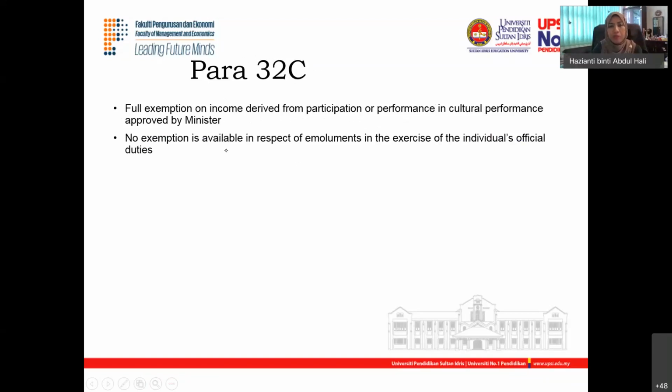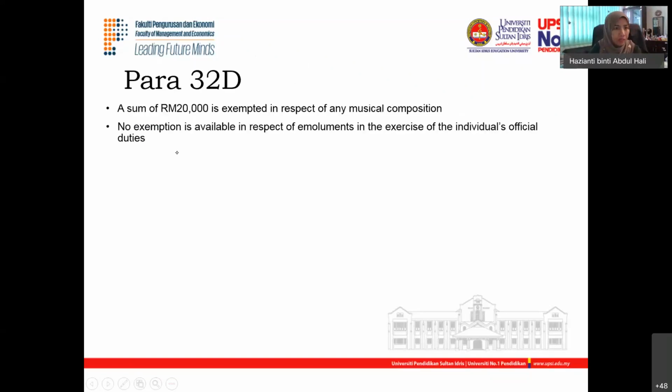No exemption is available in respect of emoluments in the exercise of individuals or official duties. Okay, let's say you are a singer, you have to perform and you have approval from the minister, the payment that you get is actually fully exempted. A sum of 20,000 is exempted in respect of any musical composition.